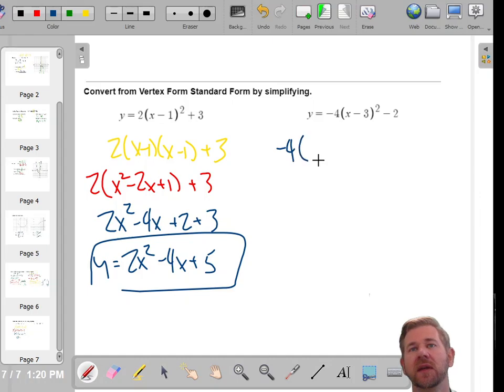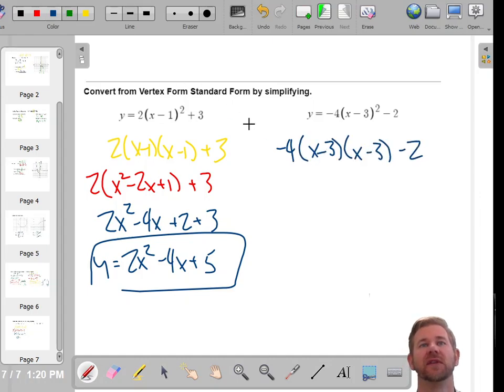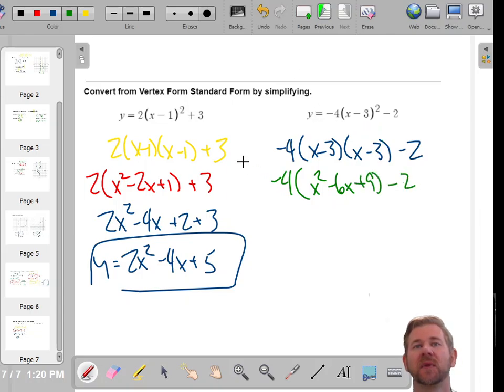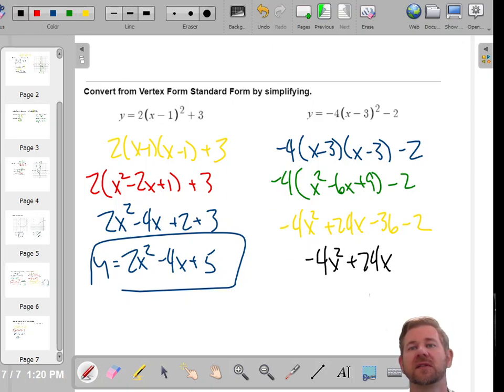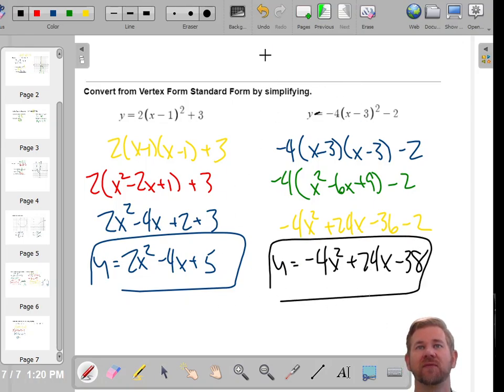I'll do one more. Expand the x minus 3 first. So leave the negative 4 alone. X squared, minus 3x is minus 6x, and negative 3 times negative 3 is positive 9. Distribute the negative 4. Negative times negative is positive 24x, and negative 4 times 9 is negative 36. And then last thing, combine like terms. Negative 4x squared plus 24x minus 38. Okay. Again, two different forms, same function.